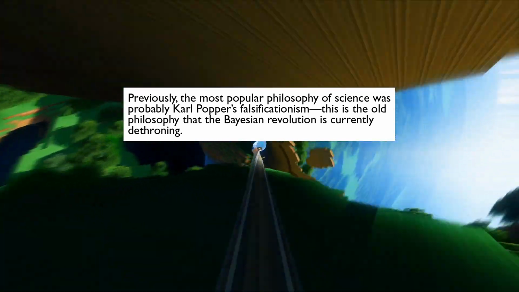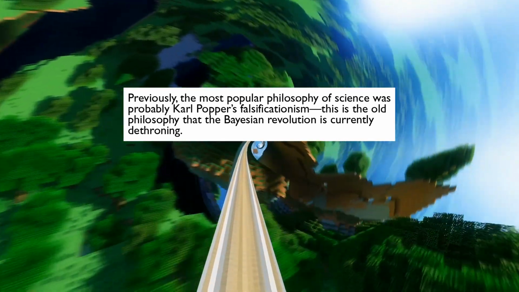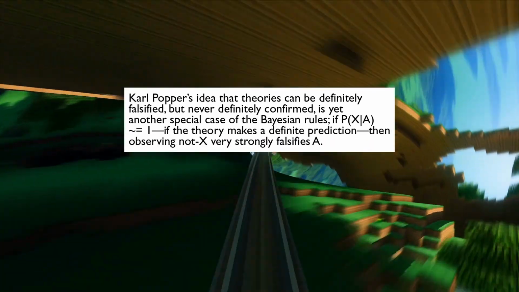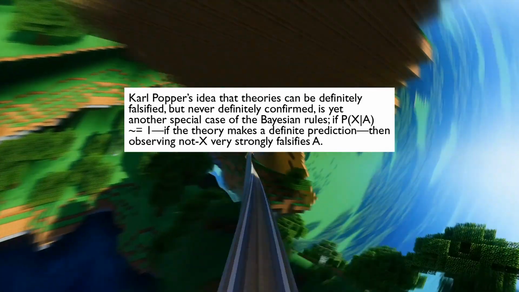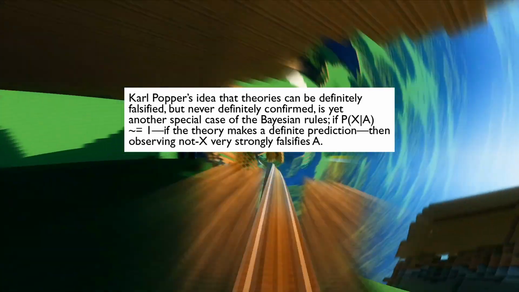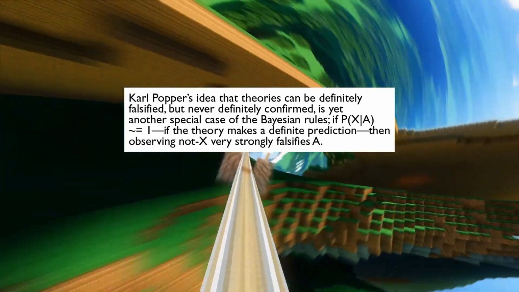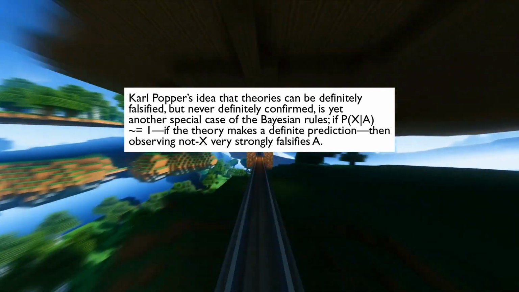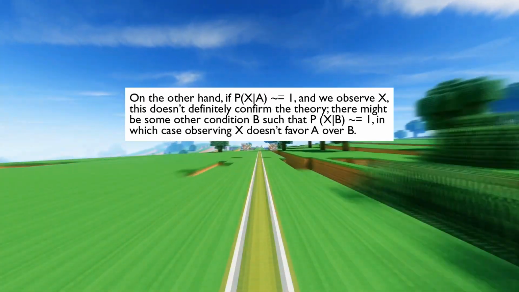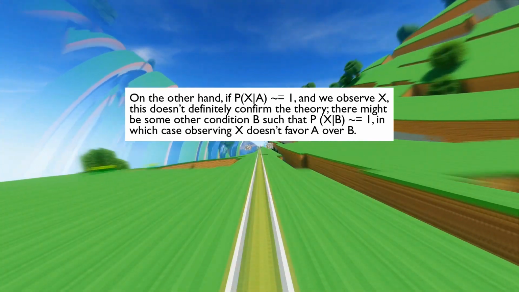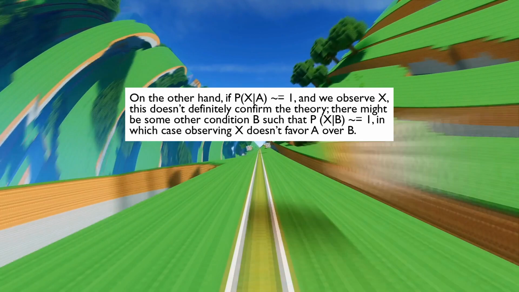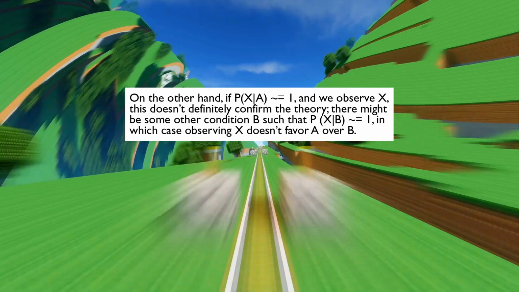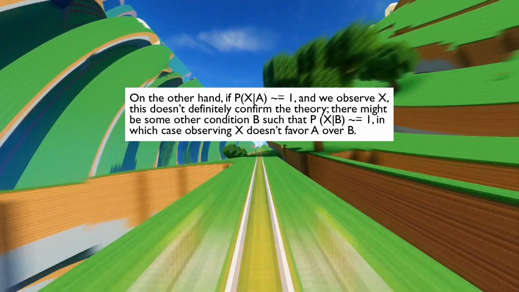Previously, the most popular philosophy of science was probably Karl Popper's falsificationism. This is the old philosophy that the Bayesian revolution is currently dethroning. Karl Popper's idea that theories can be definitely falsified, but never definitely confirmed, is yet another special case of the Bayesian rules. If P(X|A) is approximately equal to 1, if the theory makes a definite prediction, then observing not X very strongly falsifies A. On the other hand, if P(X|A) is approximately equal to 1, and we observe X, this doesn't definitely confirm the theory. There might be some other condition B such that P(X|B) is approximately equal to 1, in which case observing X doesn't favor A over B.